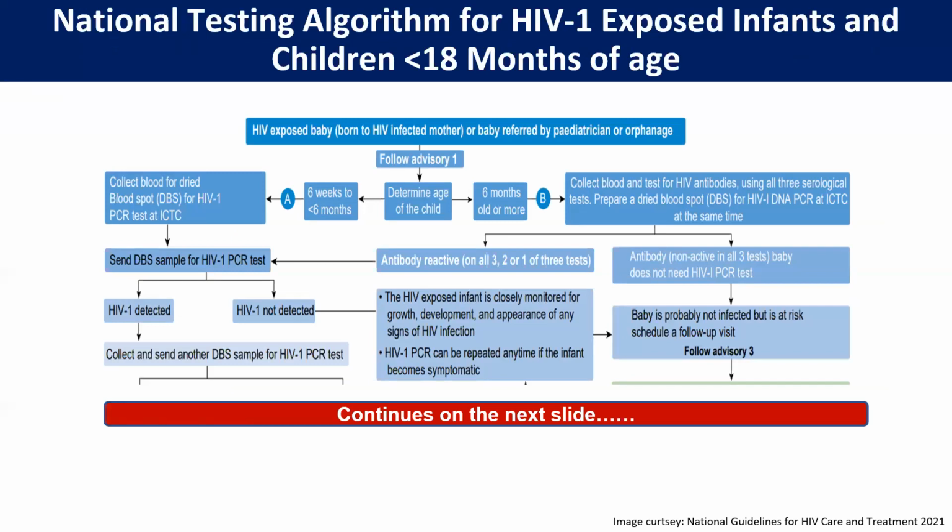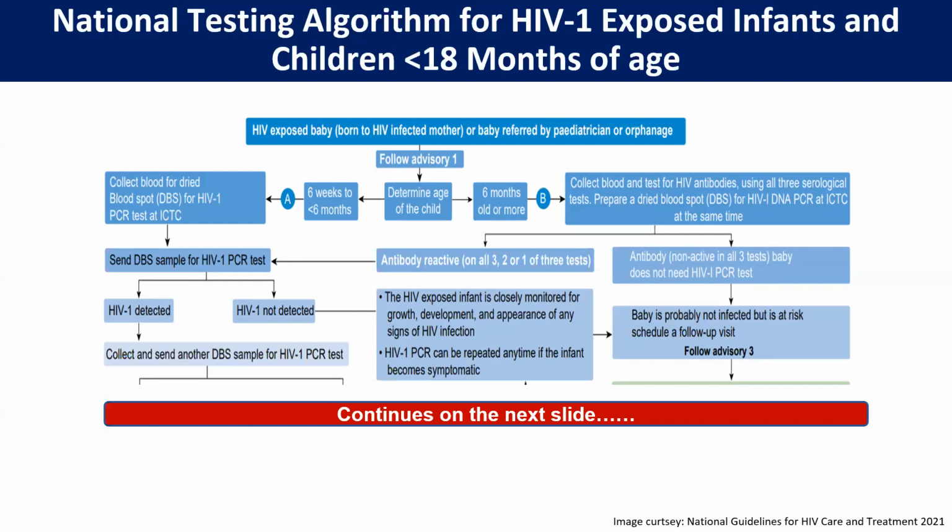So all HIV-exposed infants may be referred by a pediatrician. You first look at the age of the child. If they are between 6 weeks to 6 months, then collect a DBS and send for PCR test. And if HIV-1 is detected, then you collect another sample and do another test. If HIV-1 is not detected, then it will go to advisory 2.